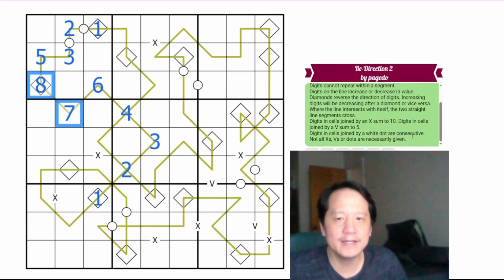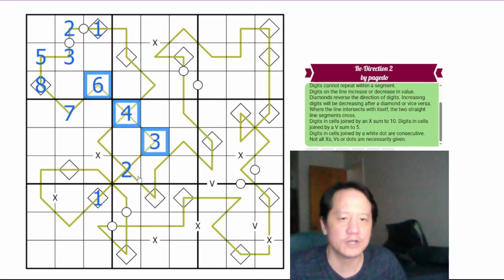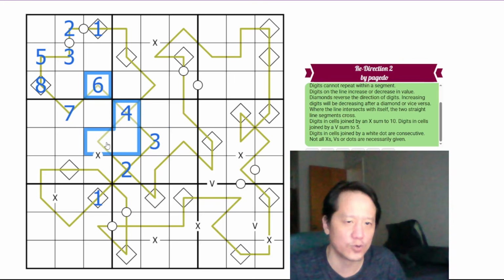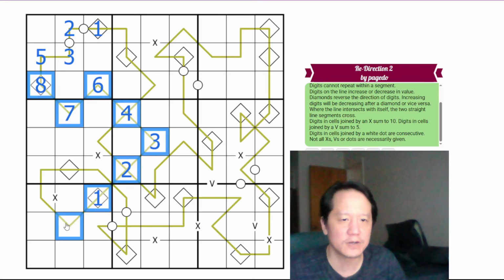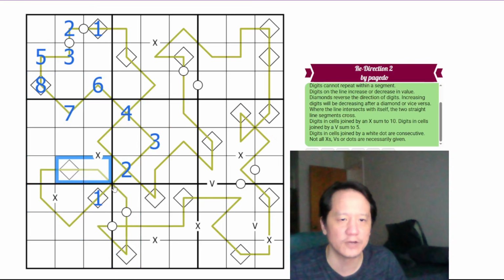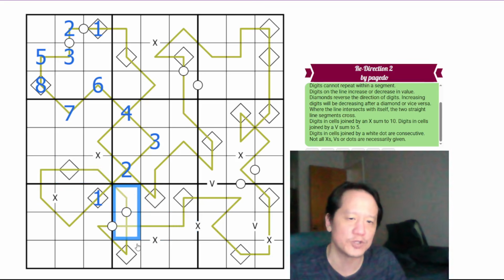Where the line intersects with itself, the two straight line segments cross. So you cannot go 6, 4, 3 to there and then go to there. Basically, the segment is going along this path here, and then you go along this path here to here to here. You cannot do something funky, like going here, oh, I have a cross, I go that way. No, it just goes straight through.